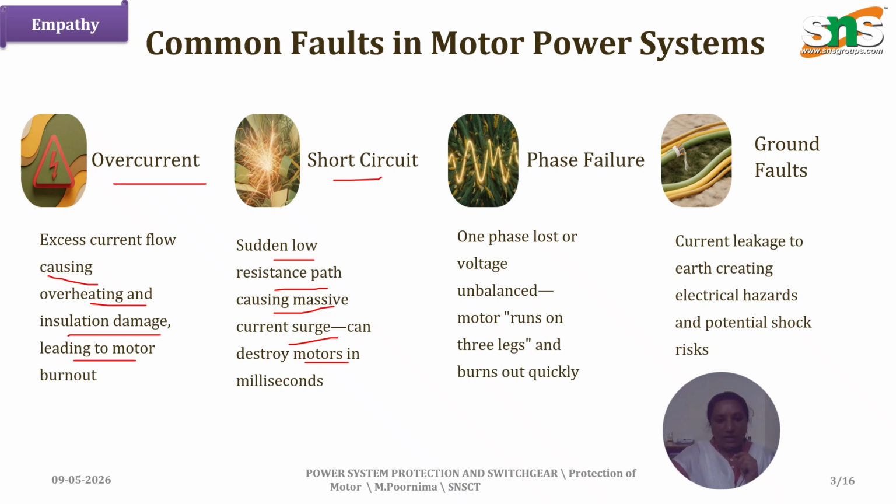Coming to the phase failure: one phase is lost or voltage is unbalanced, so motors run on three legs and burn out quickly. So phase balancing is very important. Now coming to the ground fault: current leakage to the earth creates an electrical hazard and potential shock risk. So these are the common faults in motor power systems.